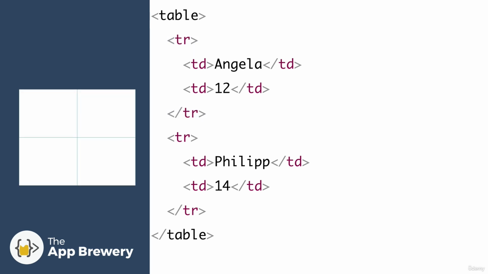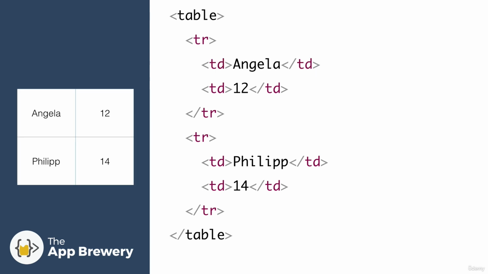Now, the next part is our table data, or rather our table cells that we create using the TD tag. And in between the open and closing TD tags, we place the actual data that's going to go into that cell. And this is a single table cell that's going to contain the words Angela, and it's going to go inside the first table row. And as you populate your table with more rows and more data, then you will see this structure reflected on your website.